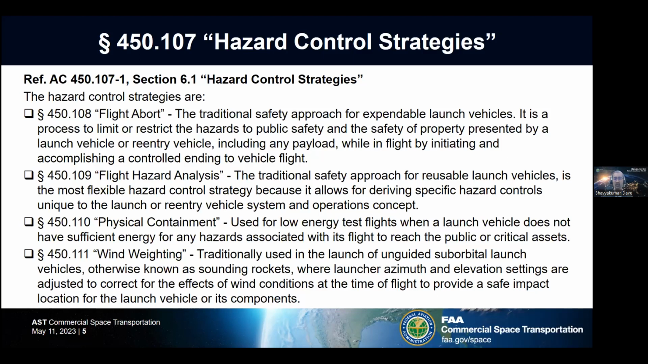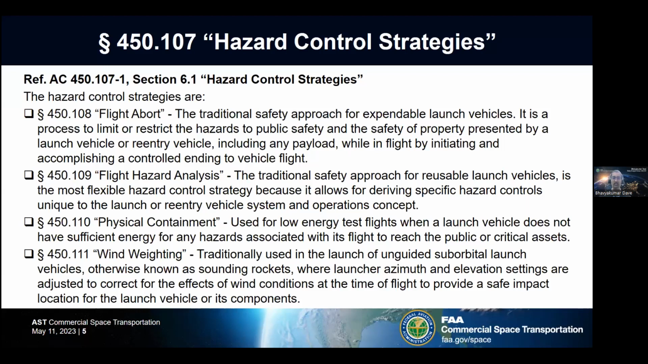Now, the four different types of approved hazard control strategies are 450-108 flight abort, 109 flight hazard analysis, 110 physical containment, and 111 wind weighting. So 108 flight abort is your traditional safety approach for expendable launch vehicles. Basically, it's the process by which the applicant limits or restricts the hazards to public safety and to the safety of property. This is done by, during the flight, initiating and accomplishing a controlled ending to vehicle flight. So essentially, 450-108 flight abort is the hazard control strategy that utilizes flight safety systems and flight safety analysis in order to assure public safety.